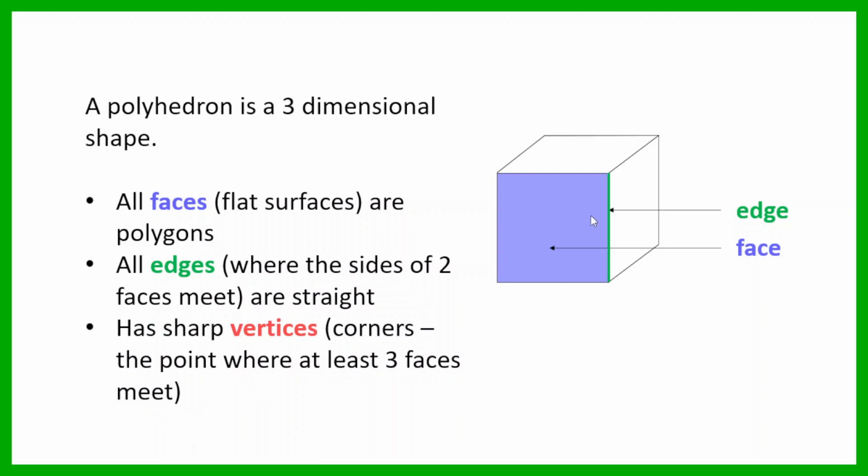Now the vertices are the corners or the points where three or more faces meet. So over here I've got a vertex. That's a point where these three faces meet over here. So that's what we call the different things in our polyhedron. We have the face, which is the flat surface. We've got the edge, which is the line where two faces meet. And we've got the vertex, which is the point where three or more faces meet.